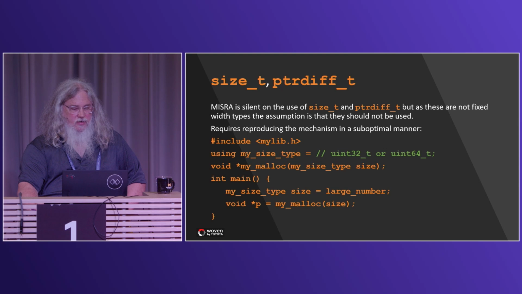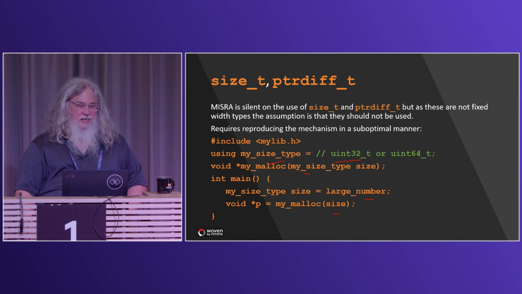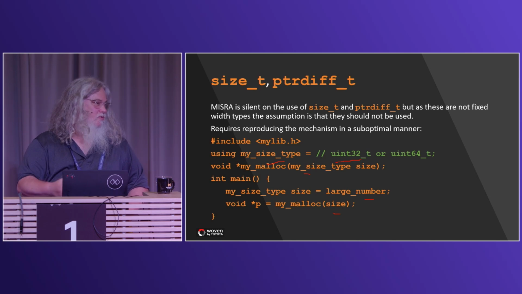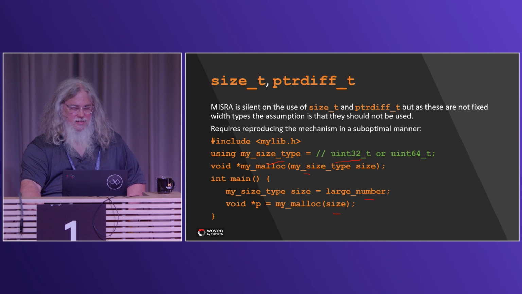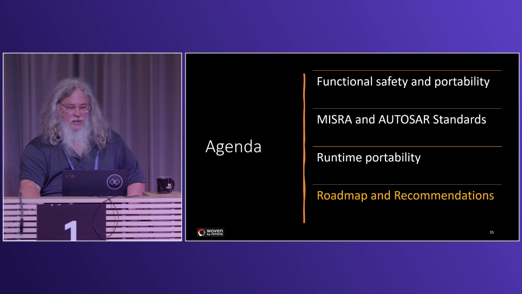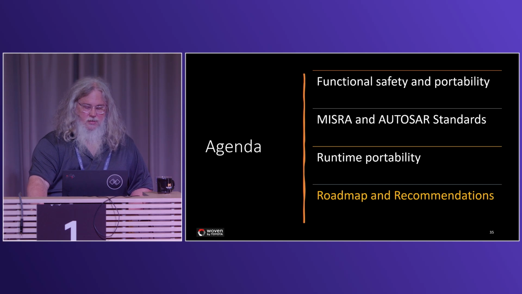Someone said, well, hey, you could reproduce this by creating an alias type which depends on the platform. Now, again, this is pretty bad, right? You're reinventing a mechanism just to comply with this rule when it's better and safer just to use the existing mechanism. So I'm going pretty fast here, actually.